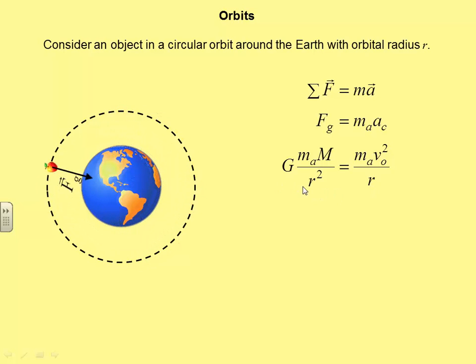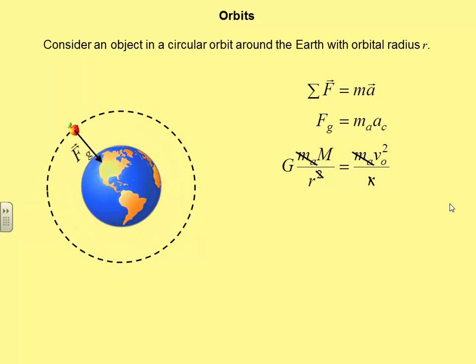And notice here that these r's, even though they are two different things, this r is the distance from the center of the Earth to the center of the apple, and this r is the radius of the orbit. They're the same number in this case. Notice that the mass of the apple cancels out, which means that it doesn't matter how much mass the orbiting object has. Its speed will need to be the same.